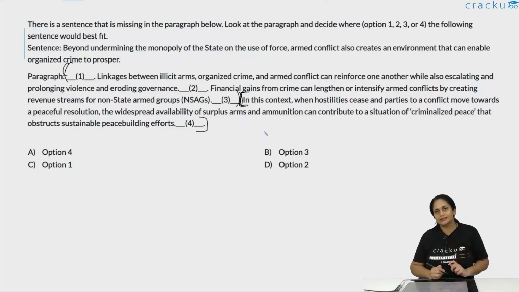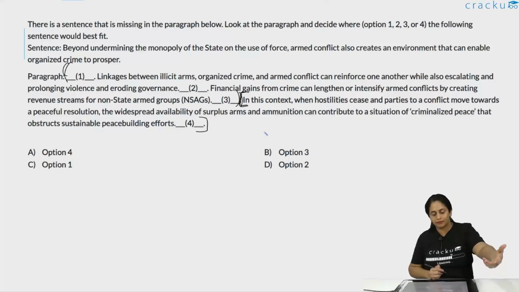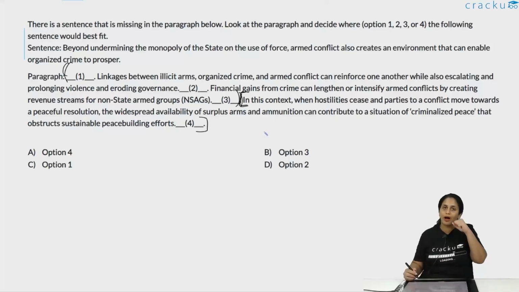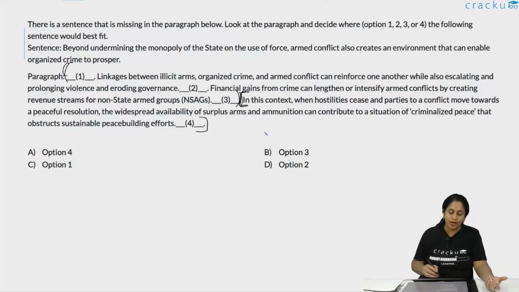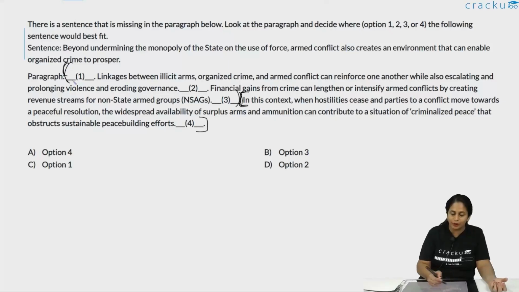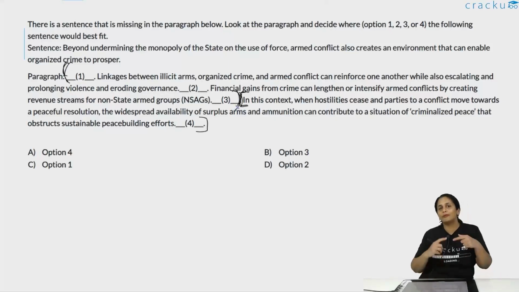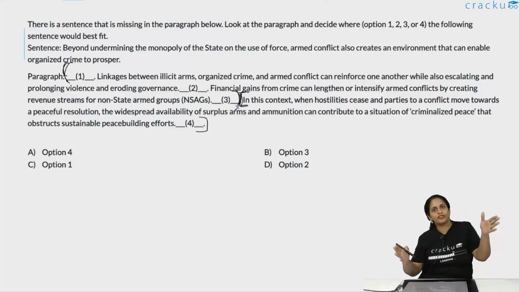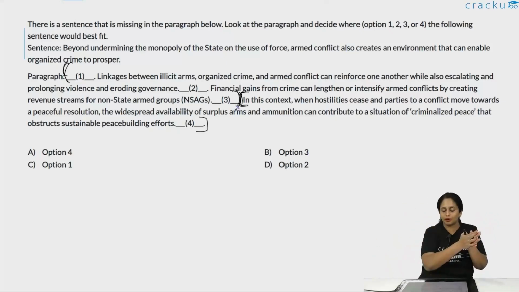If you see our sentence, it talks about how armed conflict also helps organized crime. The first part is how organized crime helps armed conflicts. This sentence tells you how armed conflict helps organized crime. So this sentence essentially is in this part. It should be over here, which tells you about this feedback loop, how armed conflict helps organized crime helps armed conflict.